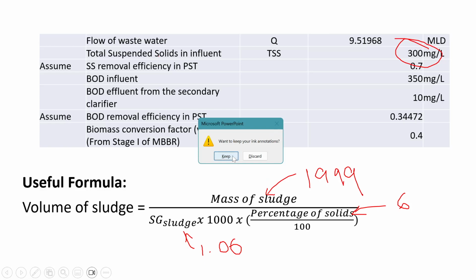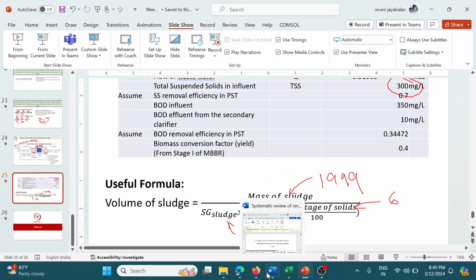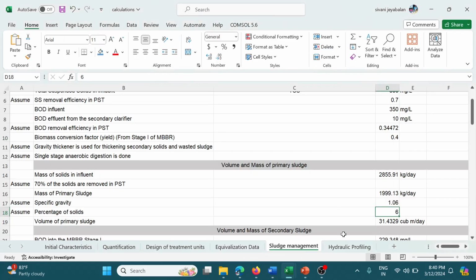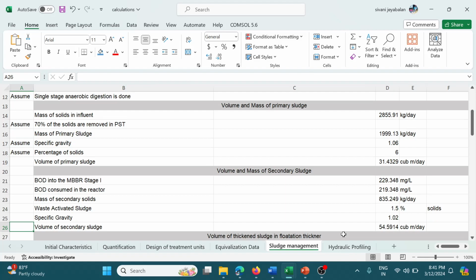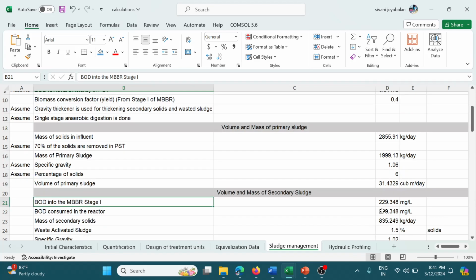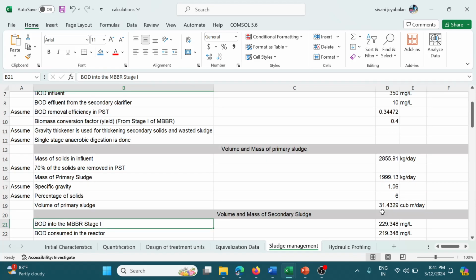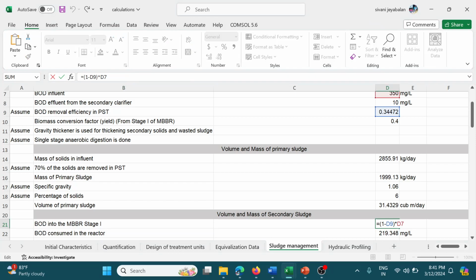Wait, let me check. I was also getting something around that. It is correct. Now, in a similar way, you have to find the volume of sludge for the secondary clarifier. First thing is BOD into MBBR stage 1 is 229.348. You just write down this value because I have taken it from my previous calculations.